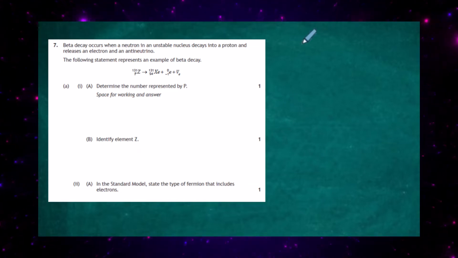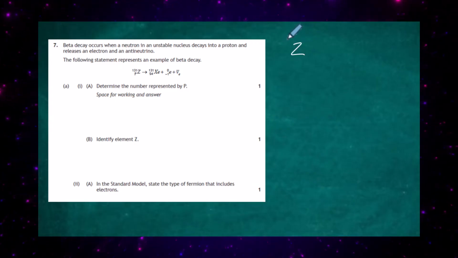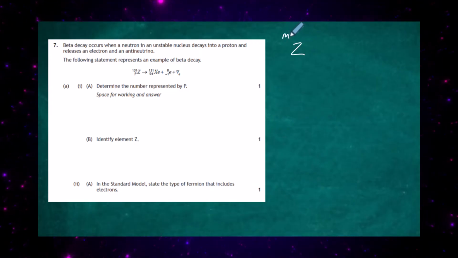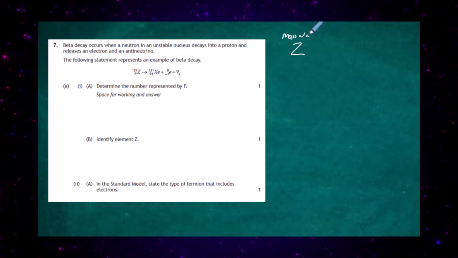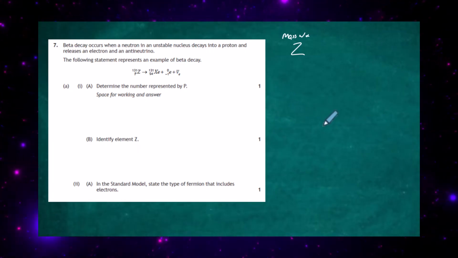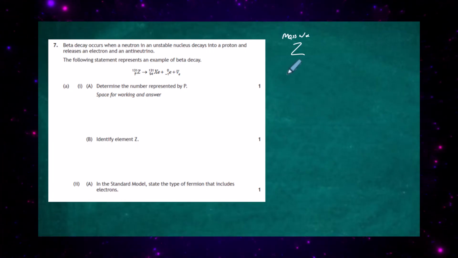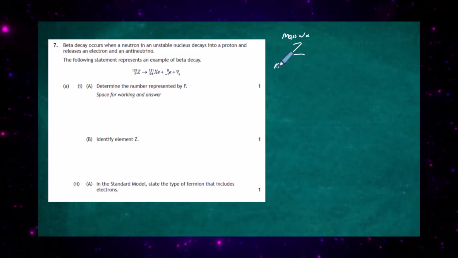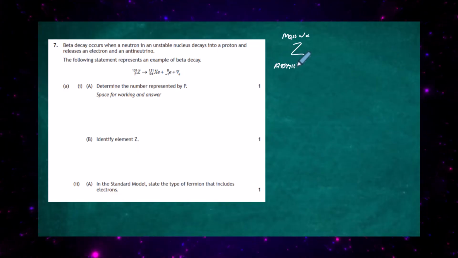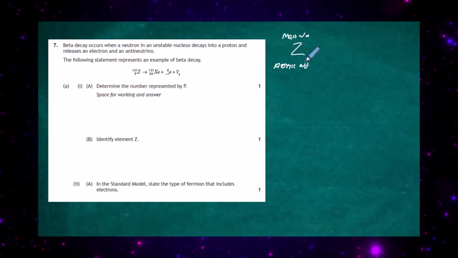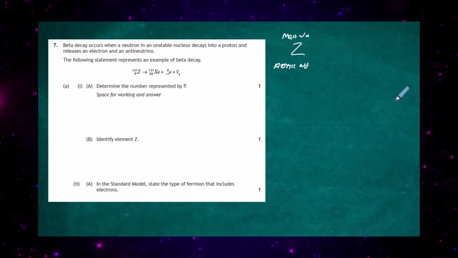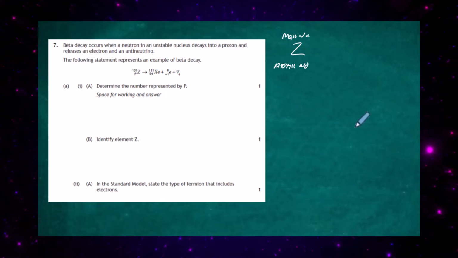Quick revision then, if we've got the element Z and we've got a number up here, this is going to be the mass number. And the mass number just really tells you how many protons and neutrons there are in that particular nucleus. The bottom number is the atomic number, which really tells you how many protons are in the nucleus of that particular element. And that's the number we're going to be looking for here.